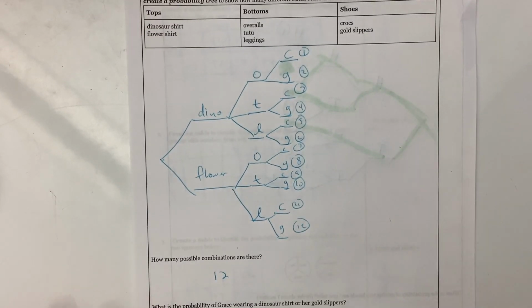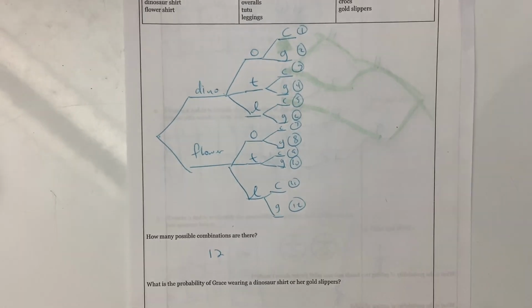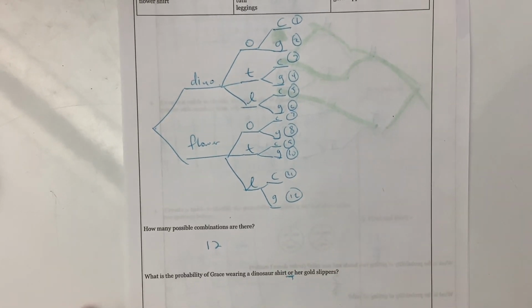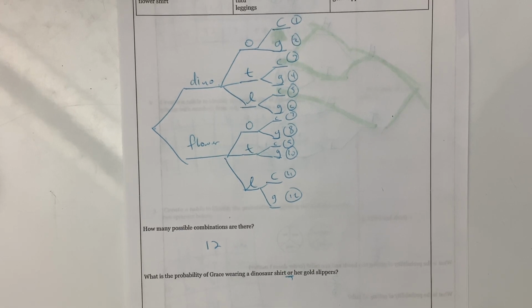Now, this was the most challenging question. What is the probability of Grace wearing a dinosaur shirt or her gold slippers? Okay. I'm currently wearing my blue hoodie, but I'm not wearing my brown shoes. But if somebody asked me, are you wearing your blue hoodie or your brown shoes? I would say yes, because or means either one. So if she is wearing one of those items, that is a desired outcome.